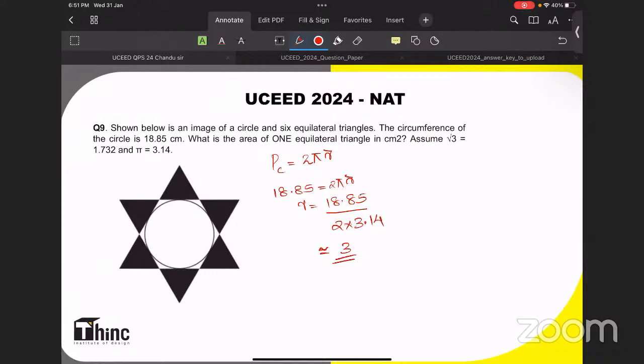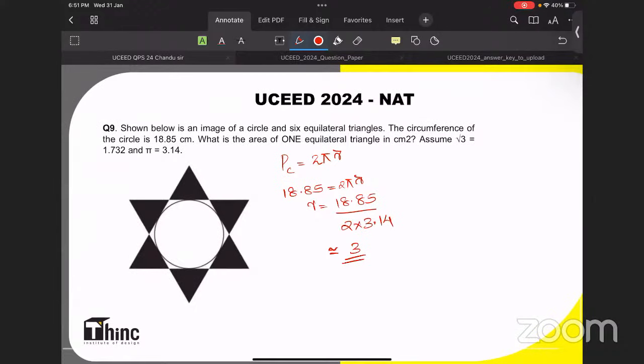Okay, because 2 into 3 is 6, 3.14 times 2 is about 6.28, and 18 by 6 is simply 3. So some decimal issues will be there. Anyway, take it as 3. Over here, it will be like 3.001 or something. Okay, you can assume it to be 3. So now you just focus over here.